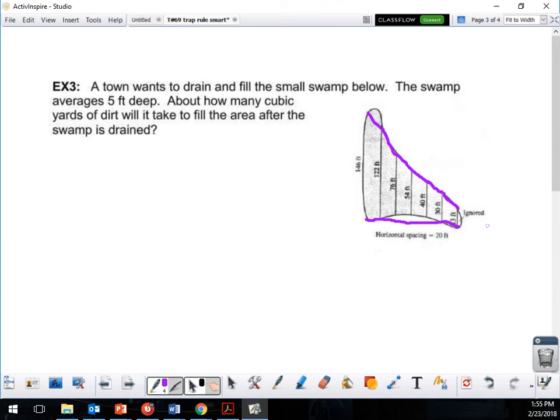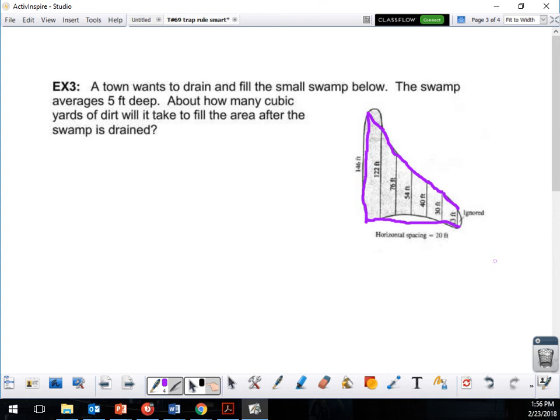So you want to take 1/2, and then b minus a. What is b minus a here? 146 minus 30? Nope, try again. It says it right here: horizontal spacing is 20. We already had b minus a divided by n, so that's your 20. 20 is your delta x there.